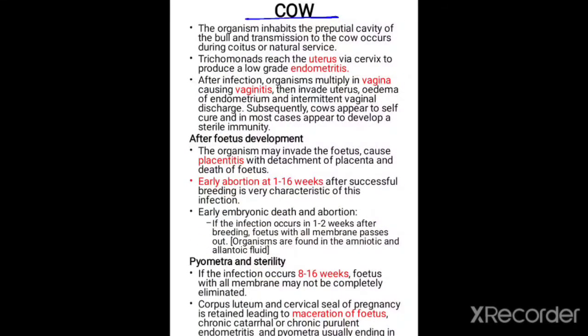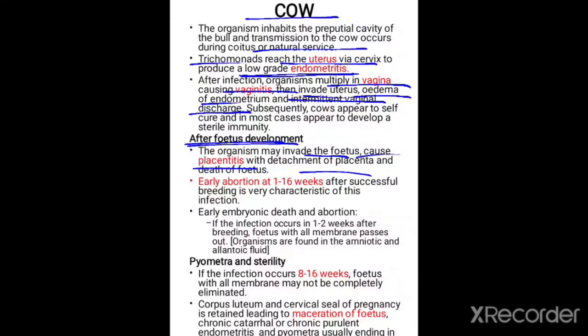In the cow, the organisms inhabit the preputial cavity of the bull, and the transmission to the cow occurs during coitus or natural service. The trichomonads reach the uterus via the cervix to produce a low-grade endometritis. After infection, organisms multiply in the vagina, causing vaginitis, and then invade the uterus; edema of the endometrium and intermittent vaginal discharge may be noticed.